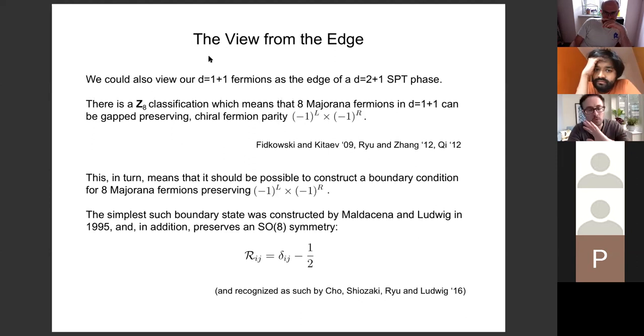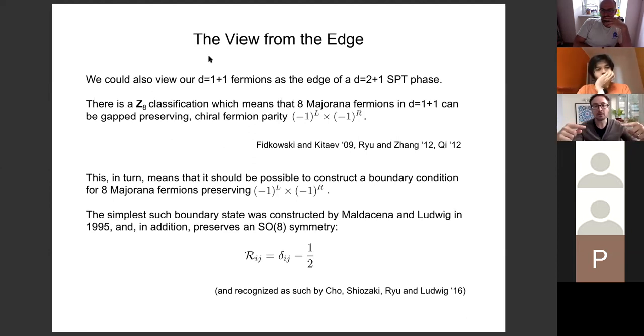This is, by the way, the work of Fidkowski and Kitaev, a very famous work from a little over 10 years ago. And what I'm going to tell you is a slight rebranding by Ryu, Zhang and Qi. The question is the following. Take fermions in 1+1 dimensions, massless fermions, give them a mass, and ask: is it possible to give them a mass preserving left and right fermion parity?